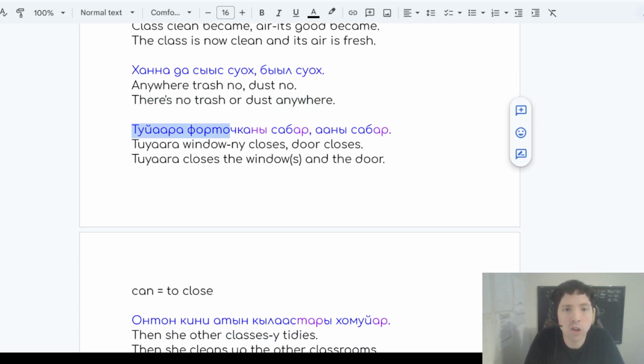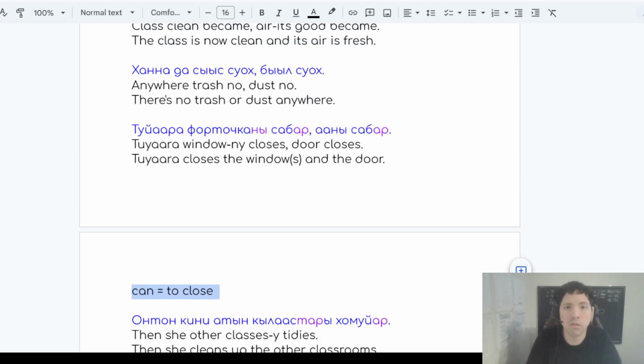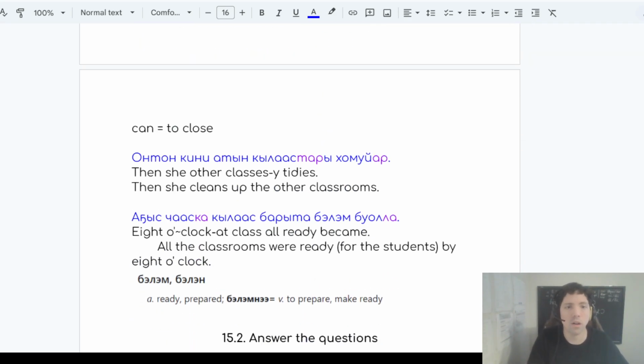Tuyara fortachkane sabar anne sabar. Tuyara, window de, closes, door closes. Tuyara closes the window and the door. Window or windows and the door. Sap meaning close. I put that as a note so you would notice. Wait, it doesn't say sapar because the P lightens when it meets with a vowel. So we say sabar. Alright.